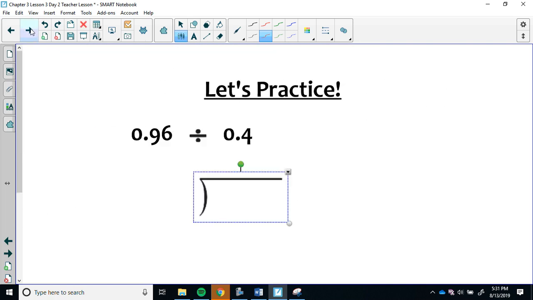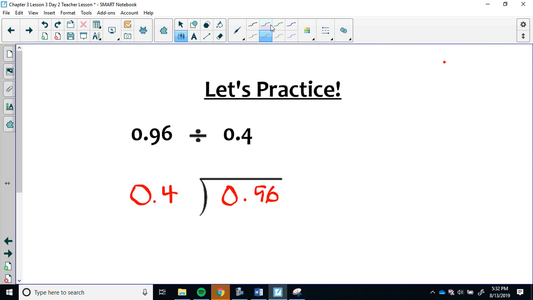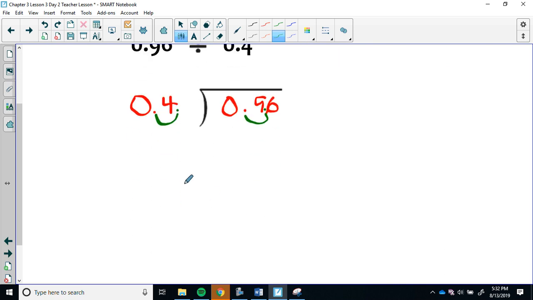So let's look at some examples. I think we're going to do 3 of them. So the first number goes inside: 0.96 divided by 0.4. So the goal here is to get this decimal here. To do that, we move it one spot, which means we need to move it one spot in here. Now, the decimal in this problem falls between, so we need to keep it in the answer. So it's going to be 4 and 9.6.